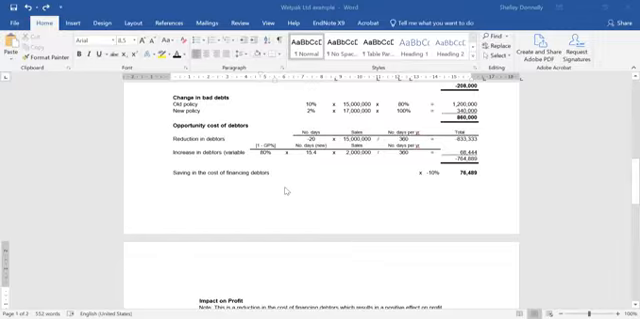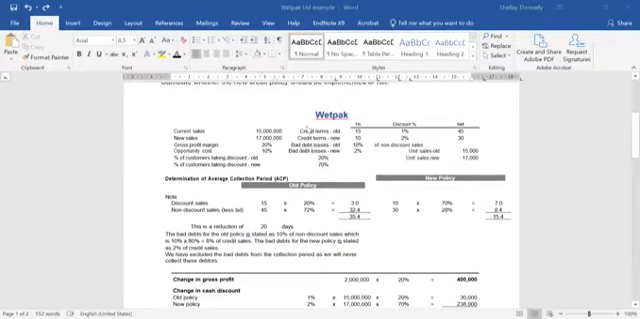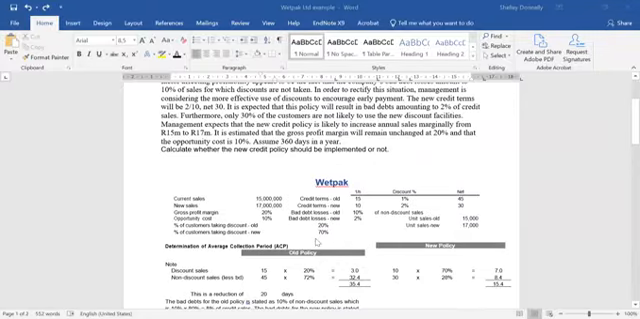So remember, at the moment they've got a certain amount of money tied up in debtors, which has an opportunity cost, because they're giving their customers time to pay. That money tied up in debtors has a cost to the firm because it could be used for something else, earning a return. And in this case, that return is, I think they gave it to us as 10%, that opportunity cost.